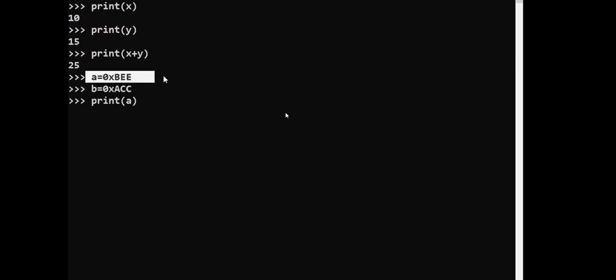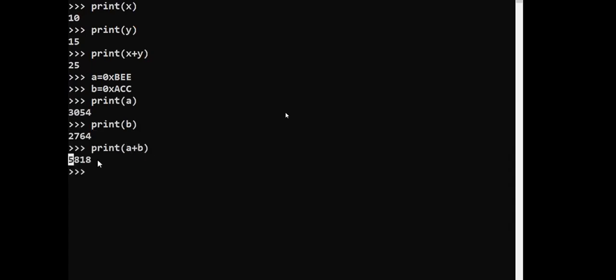I will explain all these things in detail with programs as a part of my Python class. Print A, it is 3054, the numerical value of 0xBEE. Print the value of B. It is going to print 2764. Now A plus B, it is going to give you the answer 5818. It's a regularly asked question in MCQs in the written tests of companies.